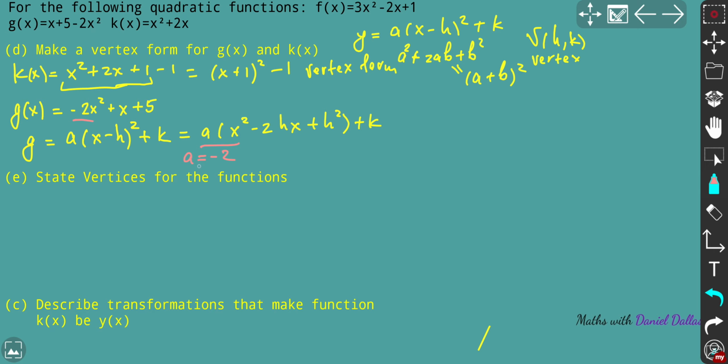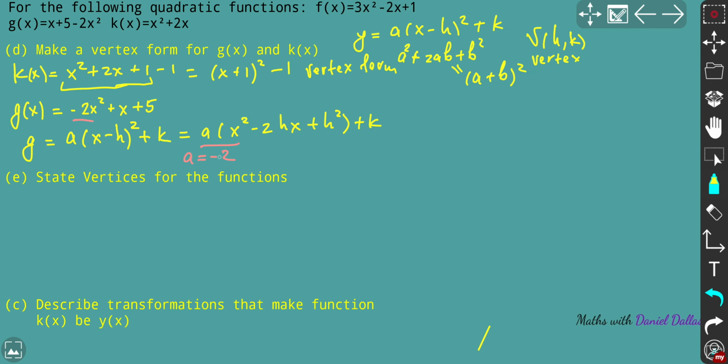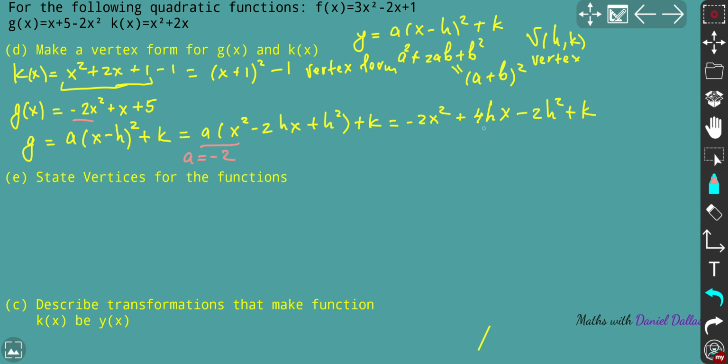Okay, so I fixed a, and now I need to define the h value. For this reason, I'll put negative 2 everywhere, and I rewrite as the following. Negative 2x squared, then negative 2 times negative 2hx will give me 4hx, and negative 2 times h squared is going to be negative 2h squared, and finally I add k in the end. So guys, let's have a look and let's make a comparison.